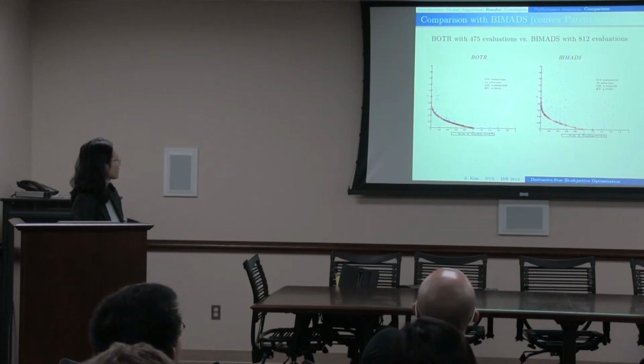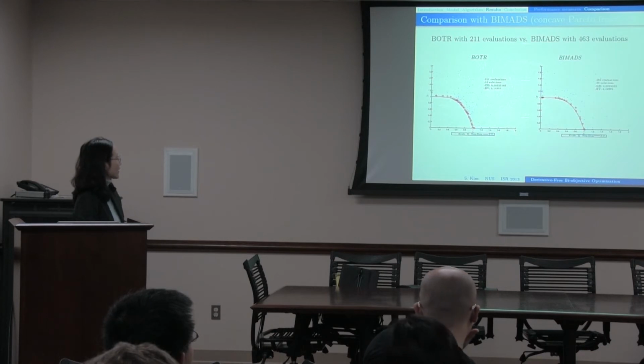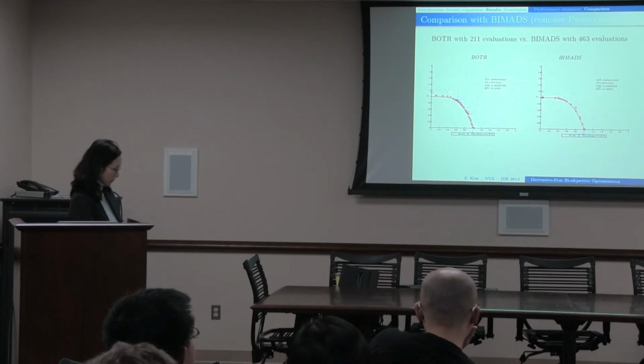The next case increases the number of evaluations, and then we cover all of these regions, but using almost two times the function evaluations, and it still cannot cover this area. So this is the convex case. And the concave case is the same. We use 211, and here it is 463, and still ours looks better.